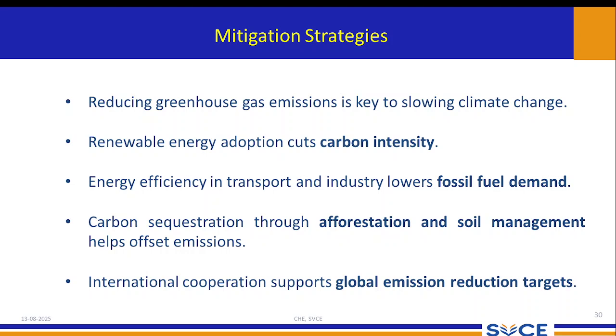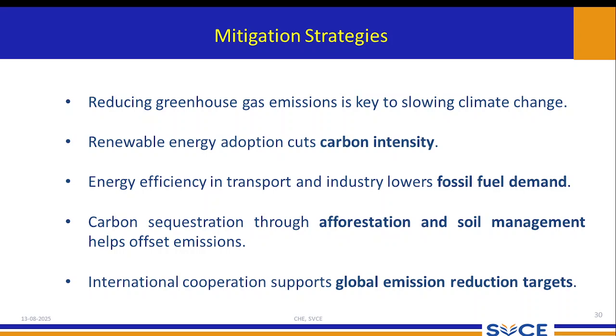Renewable energy adoption cuts carbon intensity, so don't use carbon sources, especially coal and fossil fuels. That will obviously lead to an increase in carbon footprint. So go for solar energy, wind energy, tidal energy, ocean energy and things like that for electricity production, so that renewable energy sources are adopted to cut down the carbon intensity.